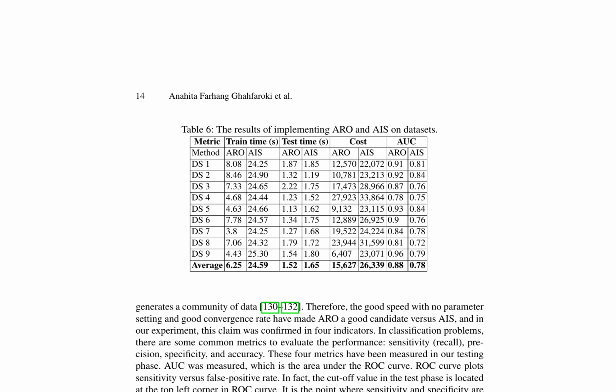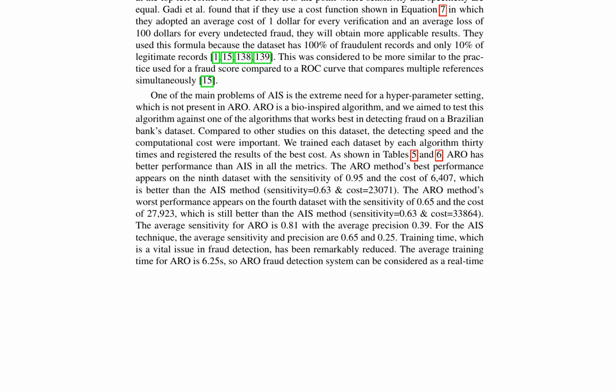The ROC curve helps in identifying the cutoff value, which is the point where sensitivity and specificity are equal. This value is crucial in determining the threshold for classifying transactions as fraudulent or legitimate. The study also highlights the limitations of the ICE method, particularly its need for hyperparameter tuning, which is not required in ARO. This makes ARO a more efficient and practical choice for fraud detection systems.